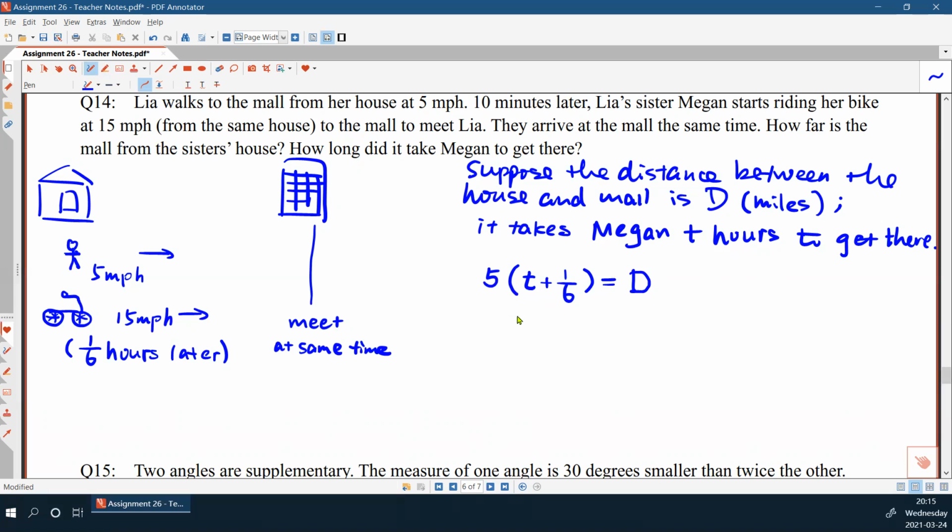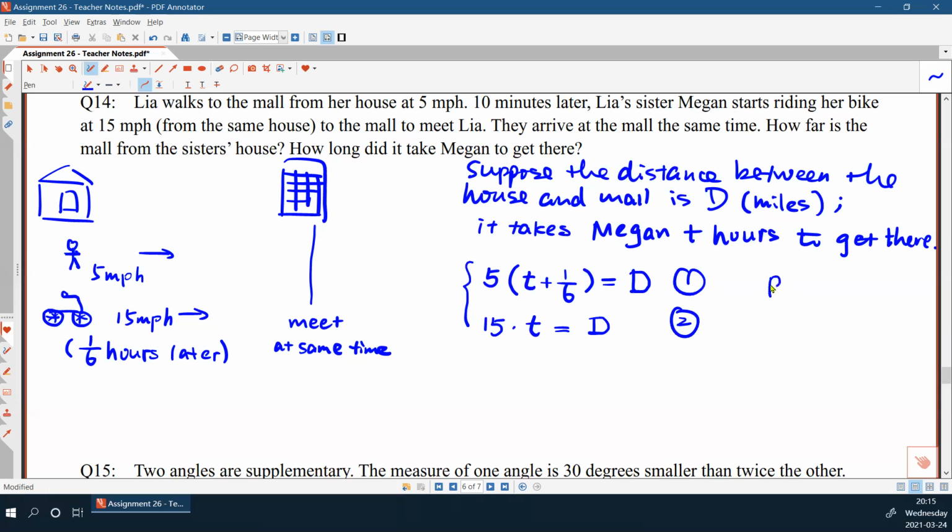And the second information is derived from Megan, which is if she travels at 15 miles per hour times the time taken, which is T, right? And this should equal also D, right? Also total distance traveled. Okay, so basically these are the two pieces of information we have. Two variables and two equations. We should be able to solve this.